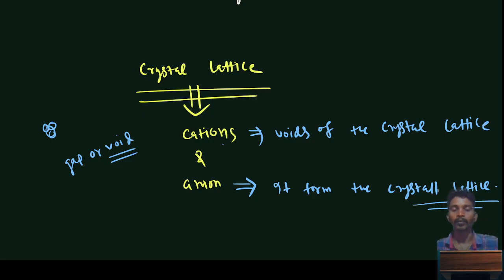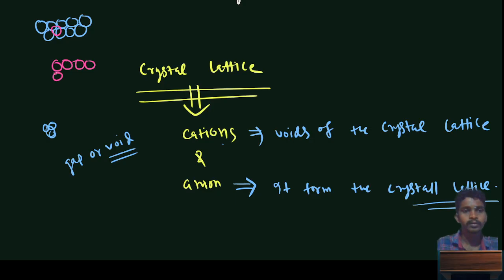So the anions form the crystal lattice, and the cations go to the voids, the gaps in the crystal lattice. Whenever you form any crystal lattice, let's say this is one of the spinels, if you form it like this, there will be some voids, a gap in between, or you can form it like this, and then also these voids are there. In these voids the cations will go, and the anions form this type of crystal lattice.